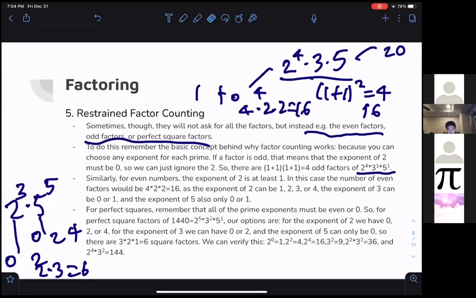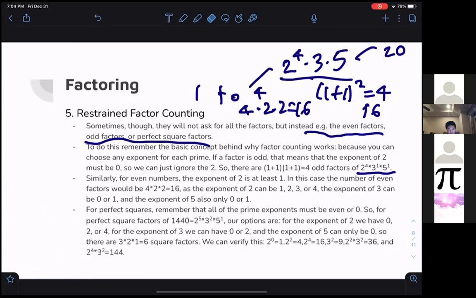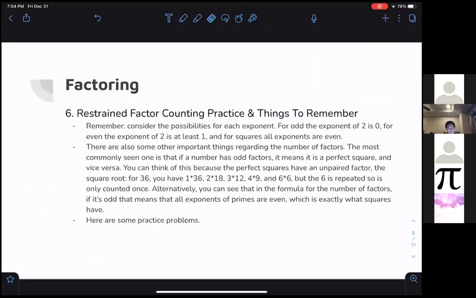Okay, another example they gave: 1440 is 2 to the 5th times 3 squared times 5 to the 1. Our options for the exponent of 2 are 0, 2, or 4, and then 3 can have 0 or 2. 5 can only be 0, so there are 6 square factors. We can verify this by listing them out, if you really want to and have time during the test, but you might not have time, so yeah.